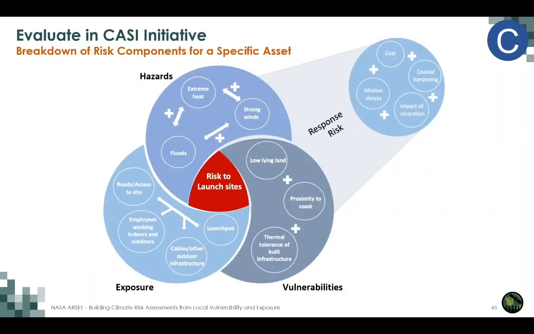One example that we put together for the CASI project is a breakdown of the risk components for specific launch sites. So here we have a breakdown of different types of hazards that we're looking at. We have different types of exposure at these launch sites, including things like the roads to the sites, the employees that are working there, various cables and the launch pads themselves. We also look at the vulnerabilities, including proximity and low-lying land near the coast and the various thermal tolerance of built infrastructure. And when you pull these things together, you get a better idea of the overall risk and the potential response risk as we consider various interventions.